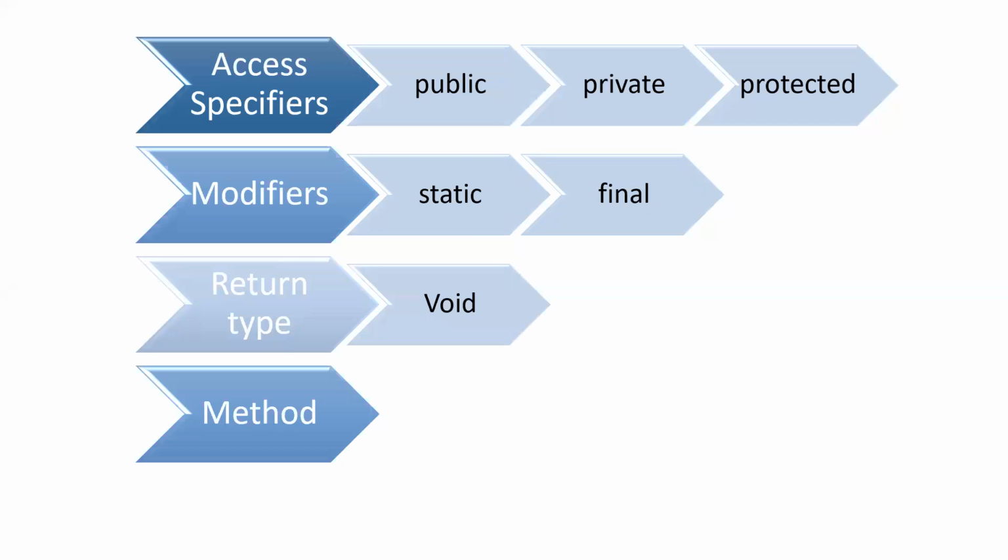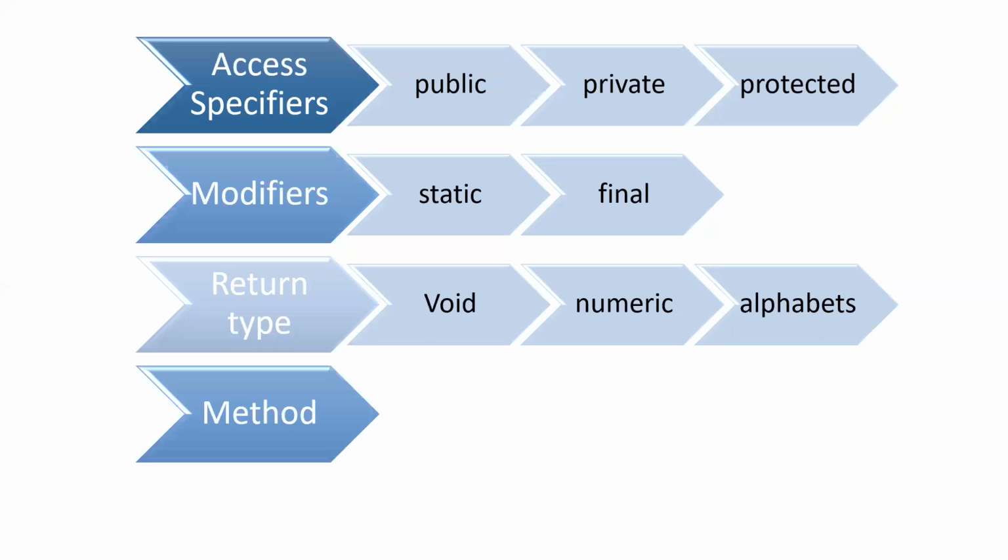Then in return type, we have void. Void is a default data type which means that nothing will be returned by your function at the end. While if you go ahead with numeric, numerics may be of integer type, long, double, or even float. So your floating point values can also be returned at the end by the function. Then you have alphabets also as a return type, that is char and string. So your function will return something which holds either an alphabet or a string.